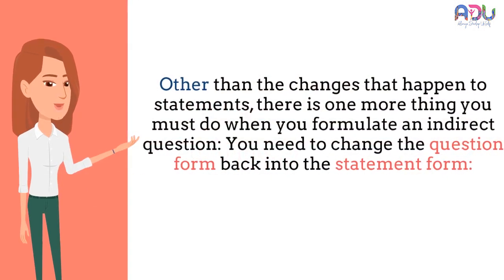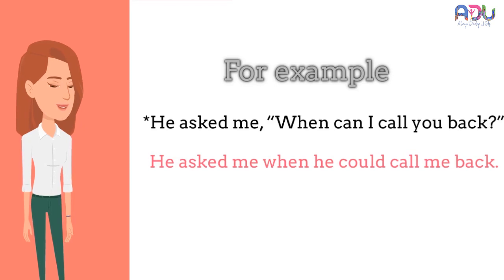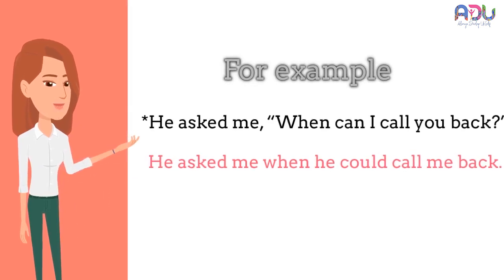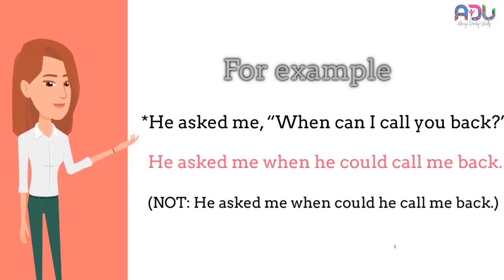Other than the changes that happen to statements, there's one more thing you must do when you formulate an indirect question. You need to change the question form back into the statement form. For example, he asked me, "When can I call you back?" The indirect one is, he asked me when he could call me back. Not, he asked me when could he call me back. This is called an embedded question where you put the subject pronoun or the noun before the verb.